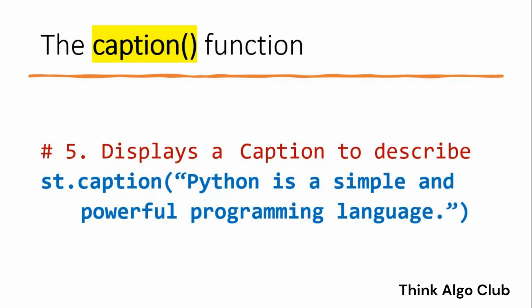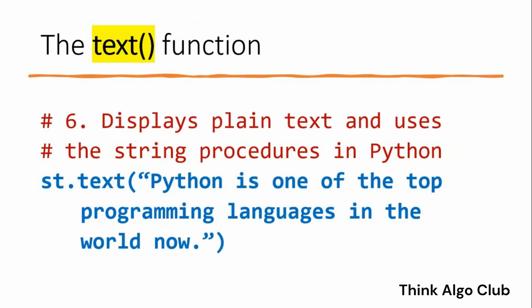Caption is a function that puts the text on a web application. However, it is basically used to describe different objects. We are going to talk about all those objects. Text function is a beautiful function. Here we can use all the string procedures from Python and format the text here. I prefer to use text function to place paragraphs, sentences on a web application.